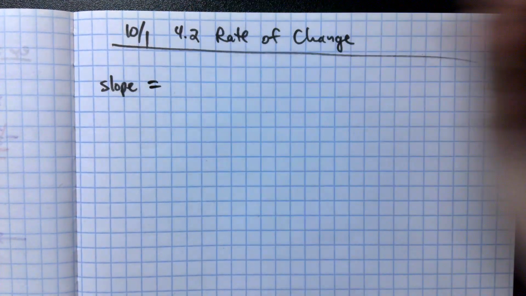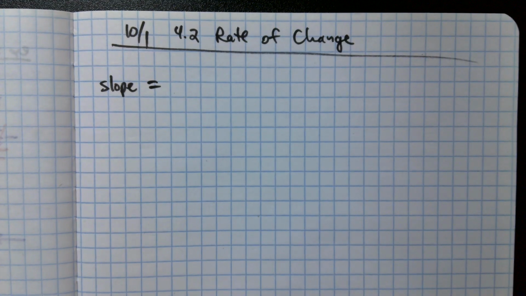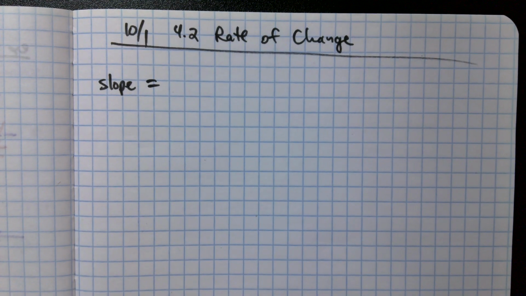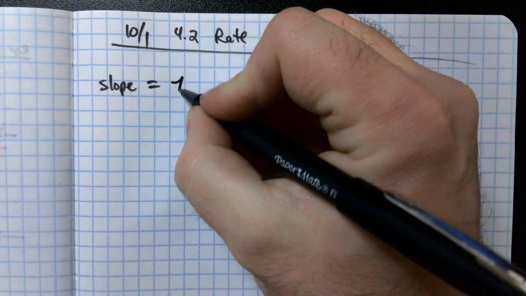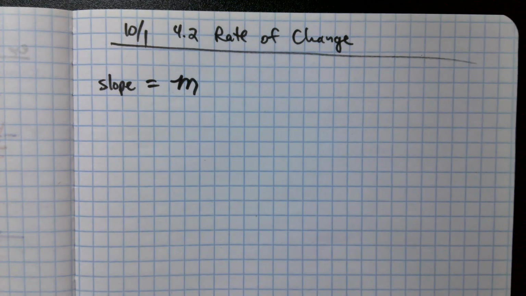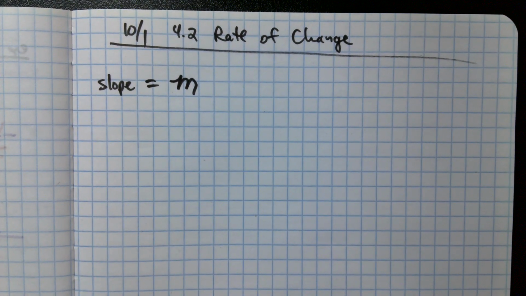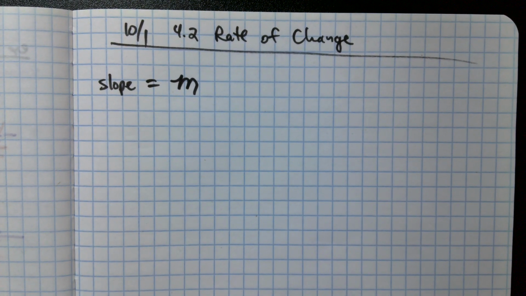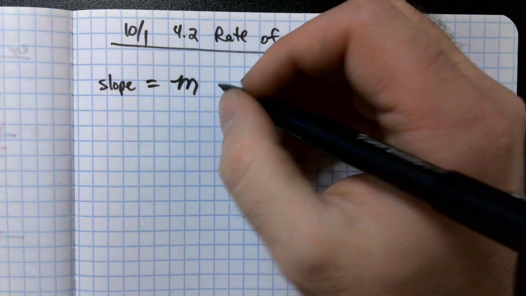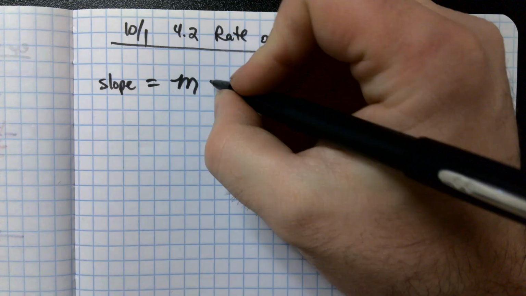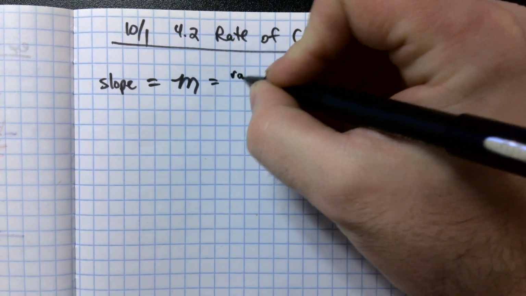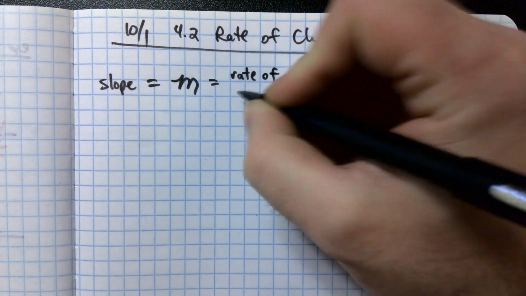Rate of change is just fancy talk for slope. What variable do we normally see representing slope? S? M. So slope is equal to M. Like we said, it's the same thing as rate of change.